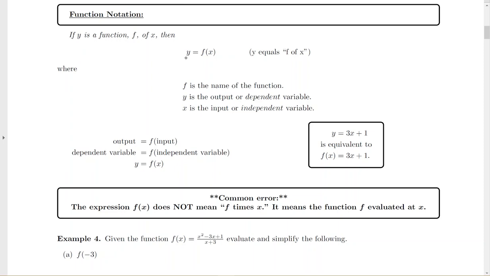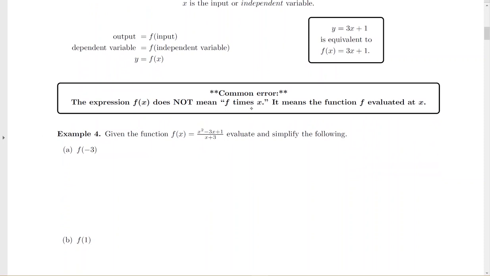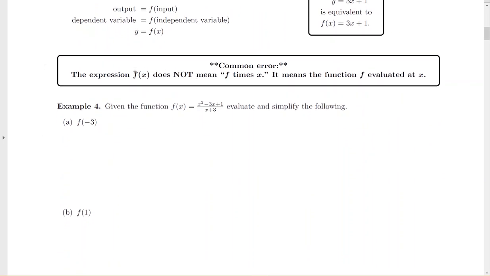Y is the output or the dependent variable. X is inside the function, so it's the independent variable or the input. And they go through the different ways of looking at that. But oftentimes, when you're using a graphing calculator, you'll see y equals 3x plus 1, and you can type it into your equation editor. But that's the same as if you saw f of x equals 3x plus 1. So the common error, again, is that's not f times x, so we can't divide off the f. That's f of x, and it just means the function and the input variable is x.